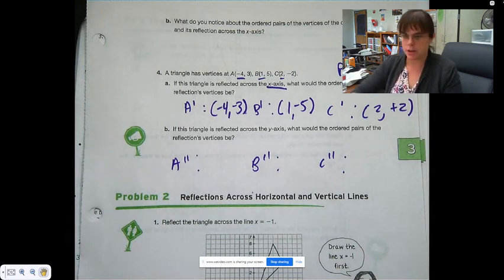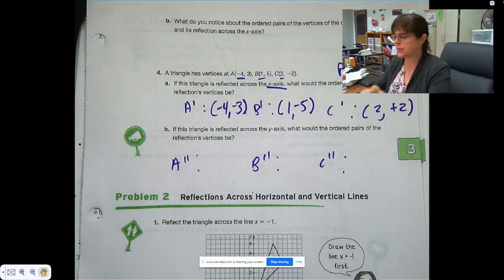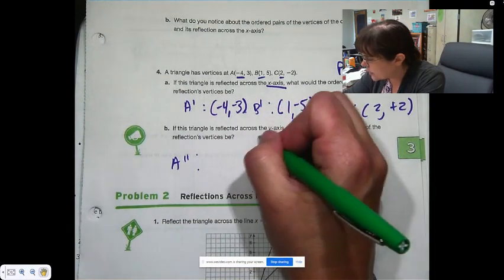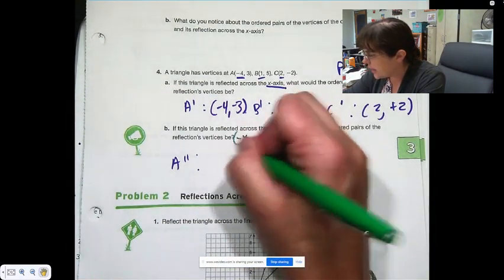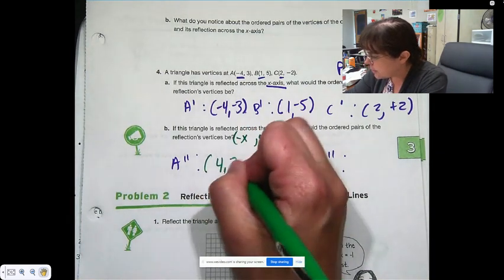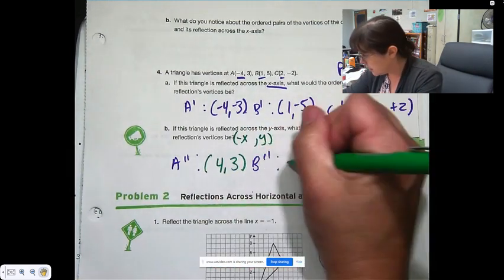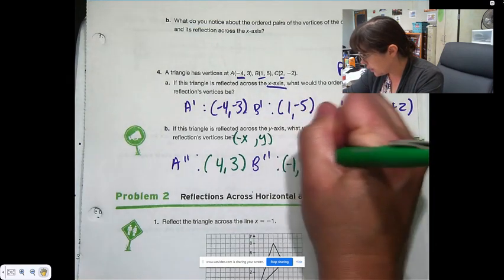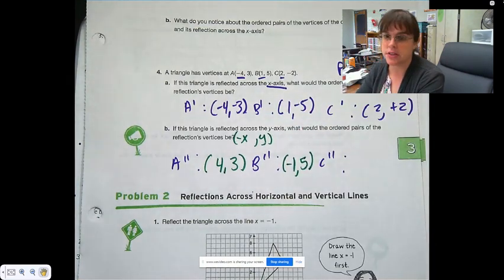Now, if I look across at the Y-axis, I know that the Y value is going to stay the same, but my X values are going to change. So this is going to become positive 4, but Y stays the same. My new B coordinate is negative 1, but my Y coordinate stays the same. That's 5.